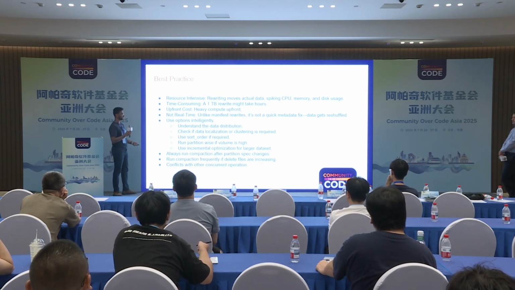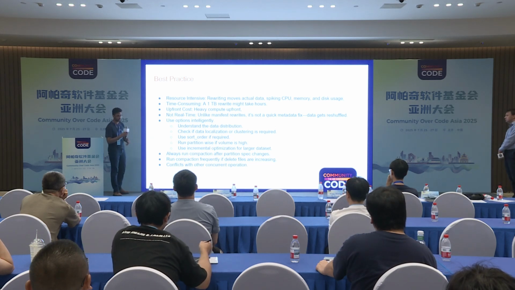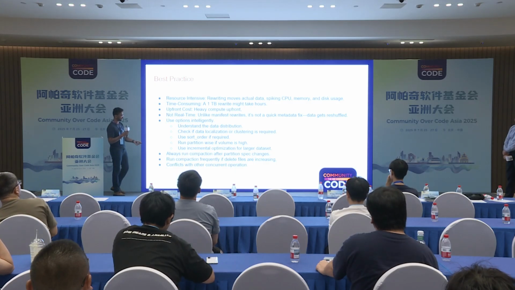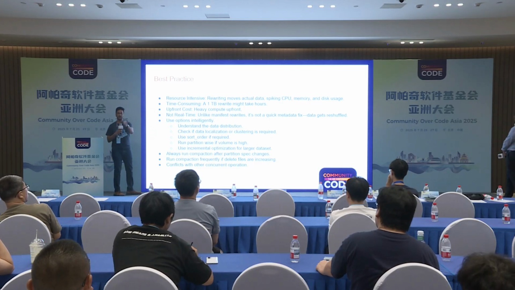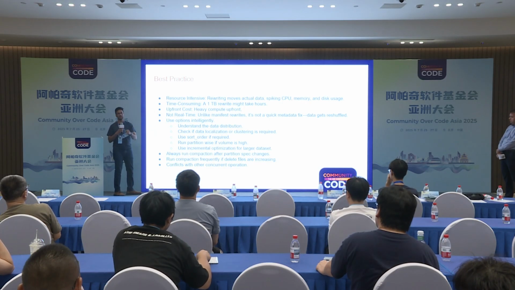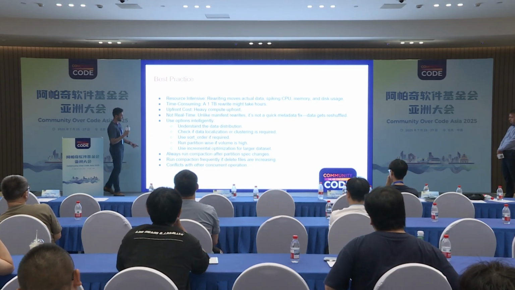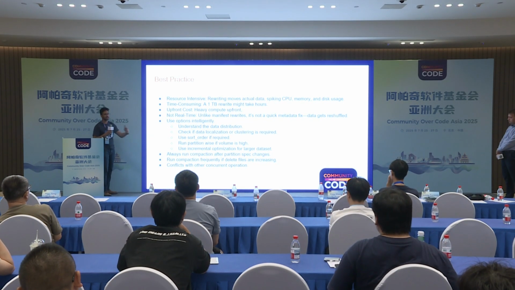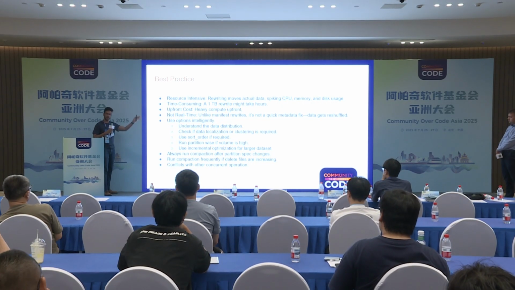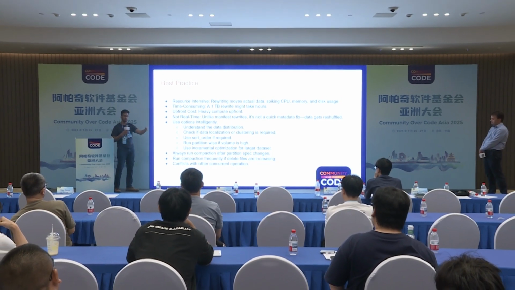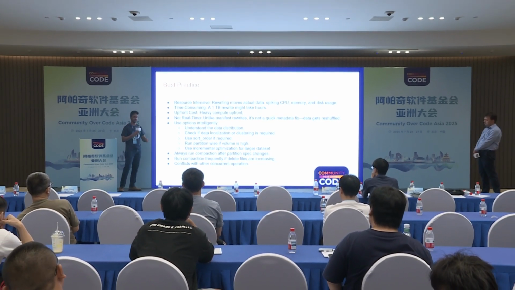Understand your data distribution. Check if your data is localized or if any clustering is required. Use sort order if required. Run partition-wise if volume is high, so you run these jobs per partition. If you have, let's say, 3 partitions, you run them one by one if they're not in use. And you always do incremental optimizations rather than the whole table, to make sure you're also serving the access side of the data properly and running these optimizations in the background, so your data is always accessible and meeting those SLAs.